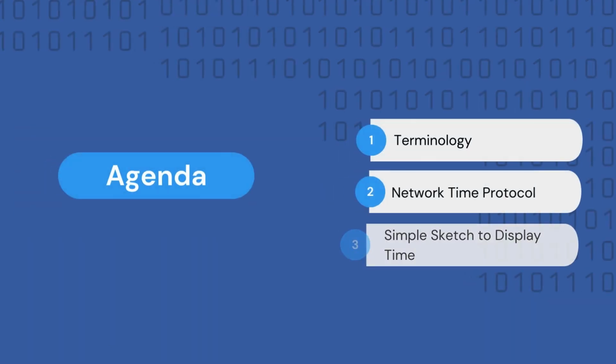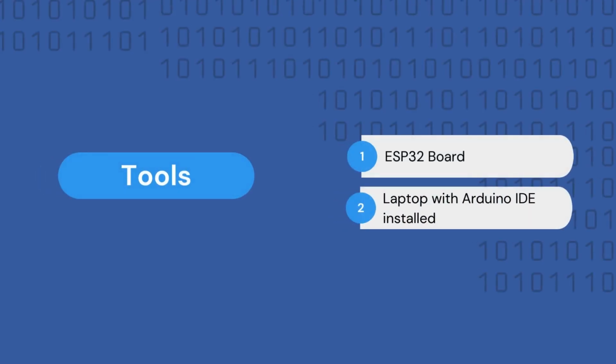The video will be split up into three main sections. First, we will explain some terminology. Then we will give a brief introduction on what the network time protocol is, and then we will implement what we've learned so far through a simple sketch. The tools we will need are the ESP32 board and the Arduino IDE.